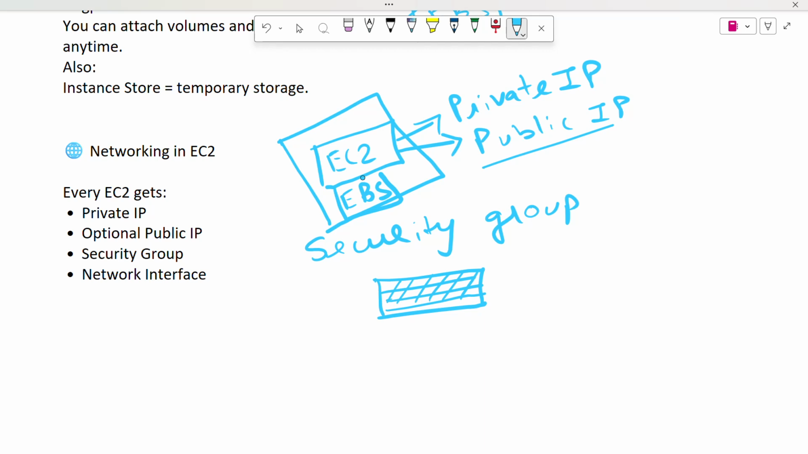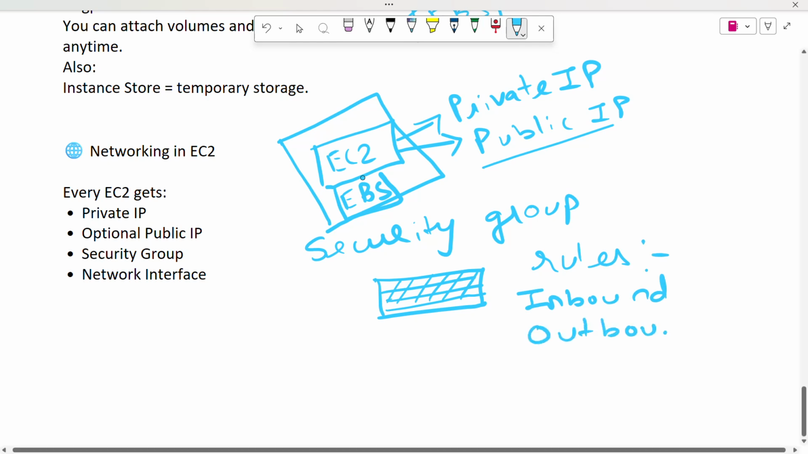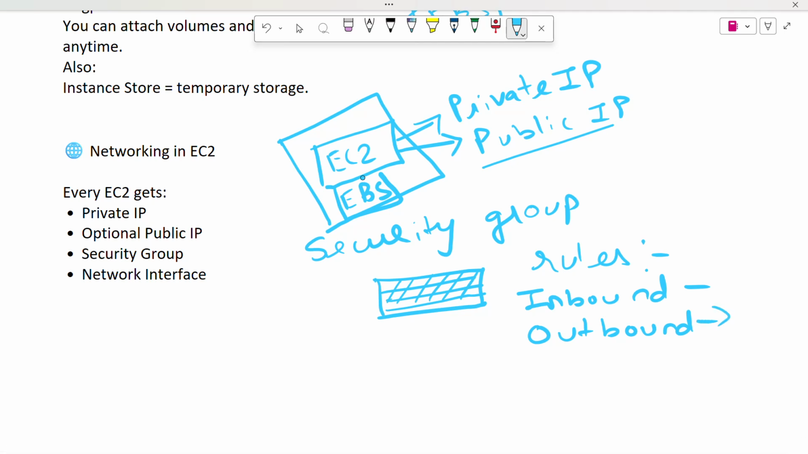In the same way, the security group has certain rules defined. These rules are called inbound and outbound rules. These rules allow a particular user, a particular protocol, a particular port to access, or the access is denied. So a security group is a set of rules which allows the EC2 instance to be accessed by certain external entities.